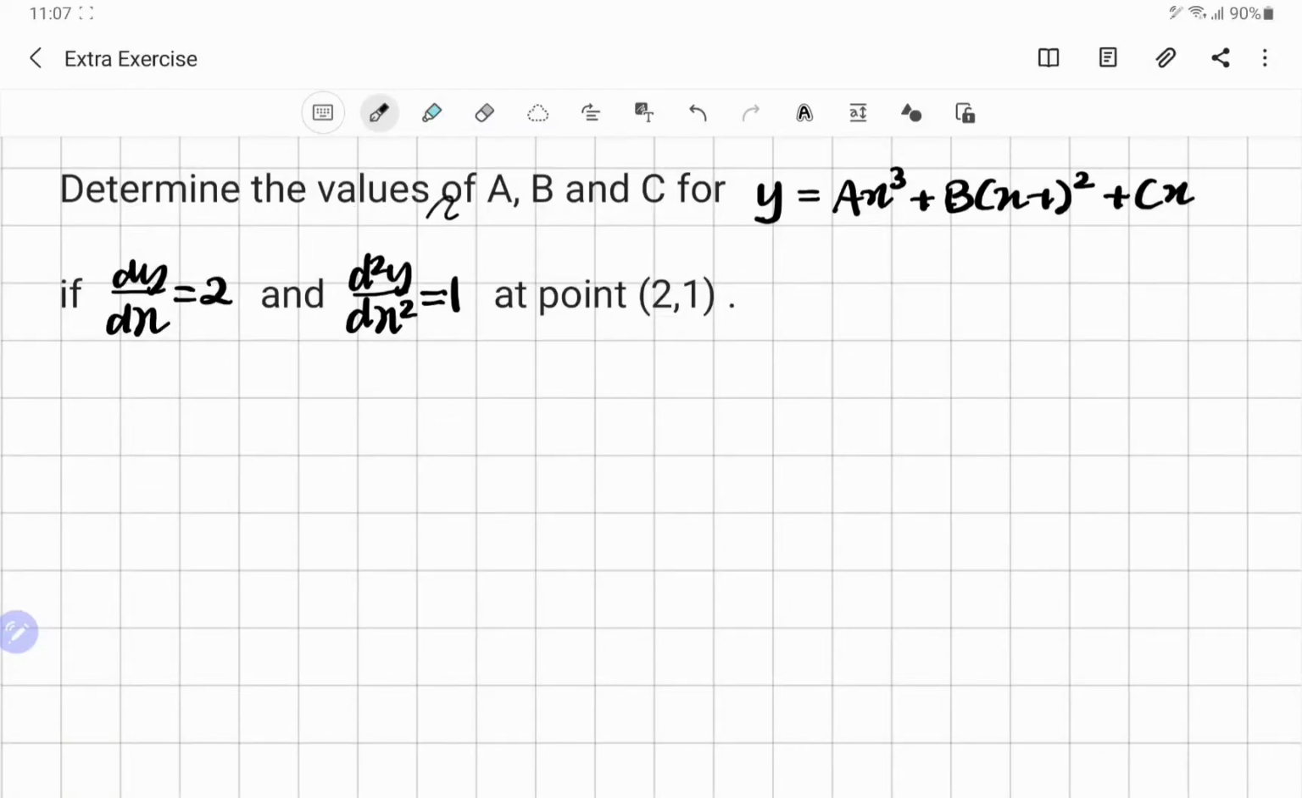Determine the values of a, b, and c for y equals ax cubed plus b times (x minus 1) squared plus cx, if dy/dx equals 2 and d²y/dx² equals 1 at point (2, 1).